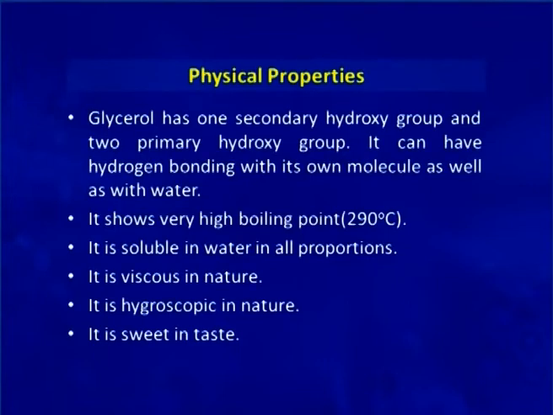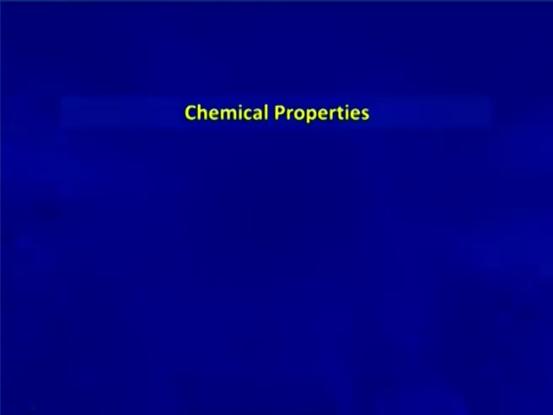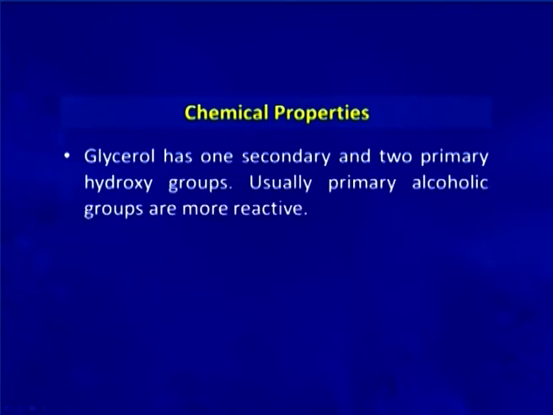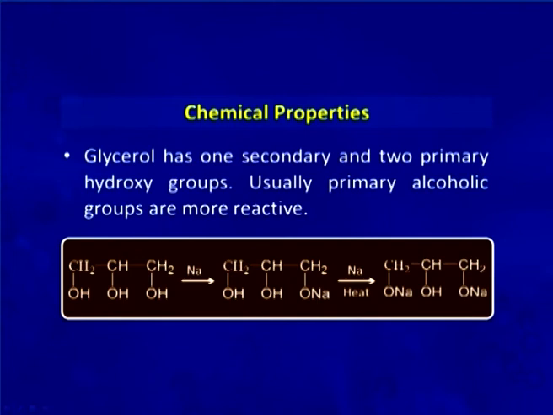In the chemical properties of glycerol, we will see that most of the properties of glycerol are due to the primary or secondary hydroxy group. Now, it has 2 primary hydroxy groups and 1 secondary hydroxy group, and since primary hydroxy groups are more reactive compared to the secondary hydroxy group, this pattern will be seen in its properties also.